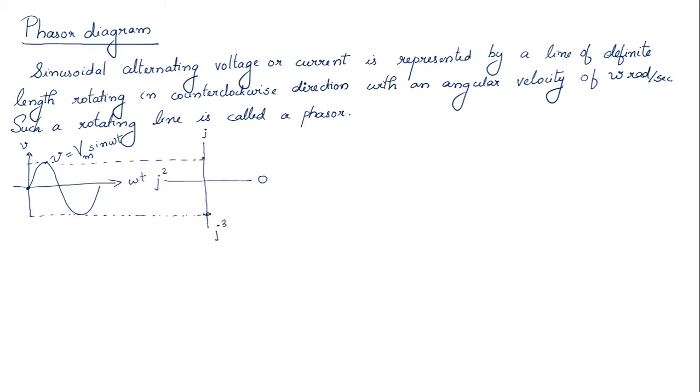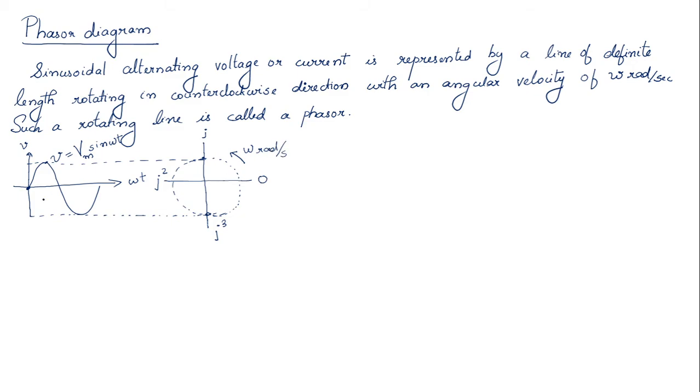Keeping this as a diameter, we are going to draw a circle, and this becomes the trajectory of the phasor diagram, or we can say this is the circle in which the phasor is going to rotate. So the phasor will be rotating in this circle. I hope you can imagine this. It will be rotating in this circle with an angular velocity of omega radians per second in counterclockwise direction, which means like this direction.